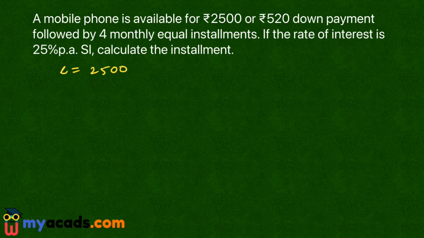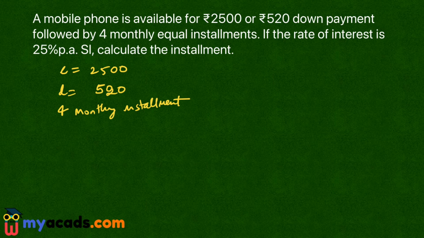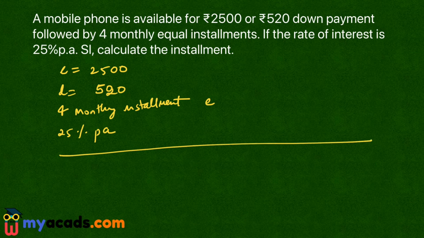The other option is that I make a down payment of 520 rupees and pay the rest of the money in 4 monthly installments. Let those monthly installments be E. Now the rate of interest is 25% per annum. Now my timeline is like this. This is 0, this is 1, this is 2, this is 3, this is 4.